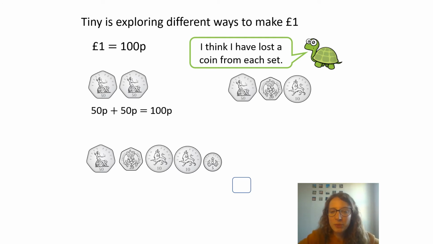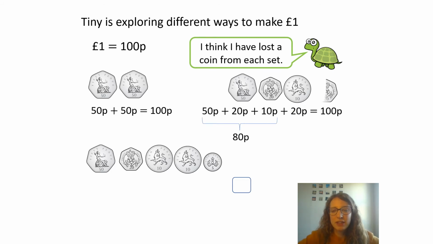Let's have a look at the one underneath Tiny here. So far we've got 50, add 20. So we can either count on or do it in our heads. So 50, 60, 70. Add another 10, 80. Okay, so we're up to 80p there. So what are we missing to make 100? Okay, so 80, we're missing another 20p. So well done if you got that.